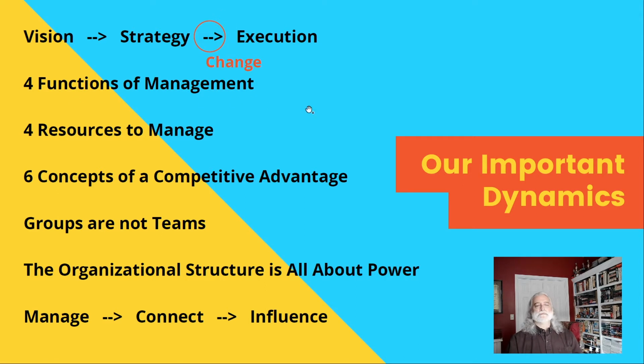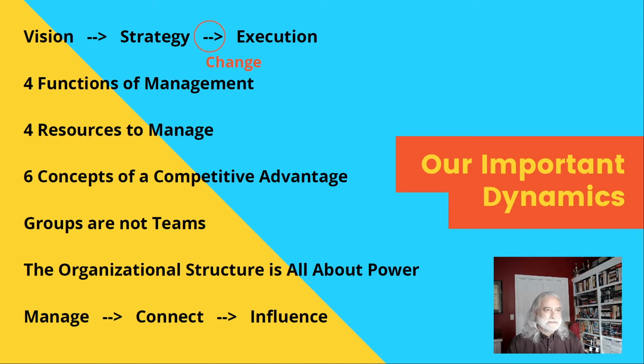Also, we have the four functions of management: planning, organizing, directing, and controlling. We have the four resources that we manage, and the six concepts of a competitive advantage, always influencing where we are and where we have to go. Groups are not teams; groups will go through various stages to become a team, and a group is not a team unless they are performing. We also learned that the organizational structure, or org chart, is all about power. And again, manage, connect, and influence: manage our emotions and the emotions of others, which helps us connect, and that helps us influence others.